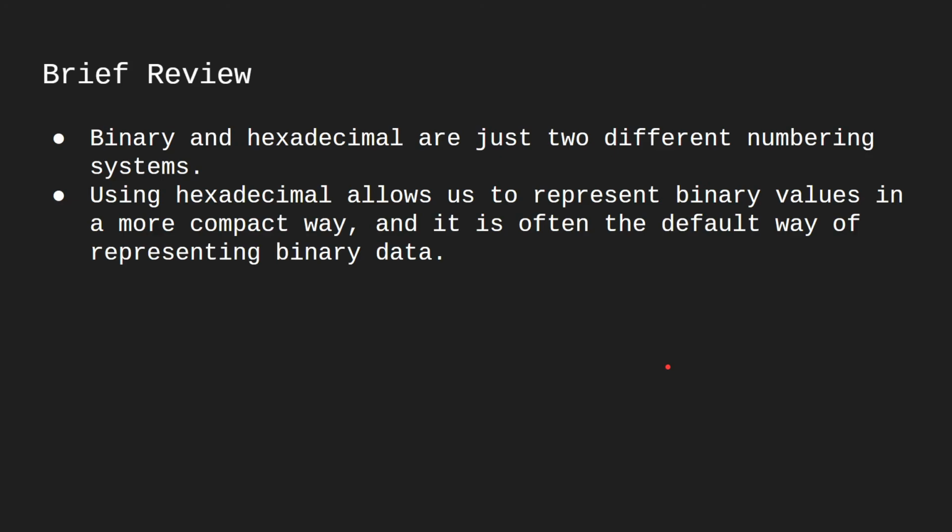Okay, so a brief review. Binary and hexadecimal are just two different numbering systems. Using hexadecimal actually allows us to represent large binary values in a more compact way. And it's often the default way of representing binary data.